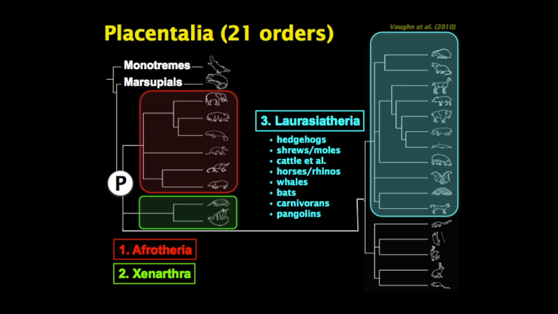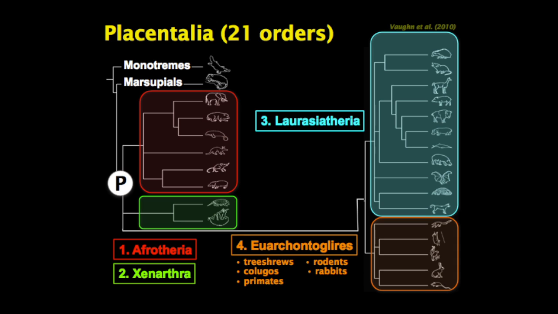A big group, Laurasiatheria, which refers to them being primarily found in North America and in Asia. A lot of insectivores like hedgehogs and shrews, the ungulates, the whales, the bats, and the ever popular carnivores. And finally, our own group, Euarchontoglires, which includes the tree shrews, colugos, and primates, along with rodents and rabbits. And most people don't like to find that they're in our same group, but they are indeed.